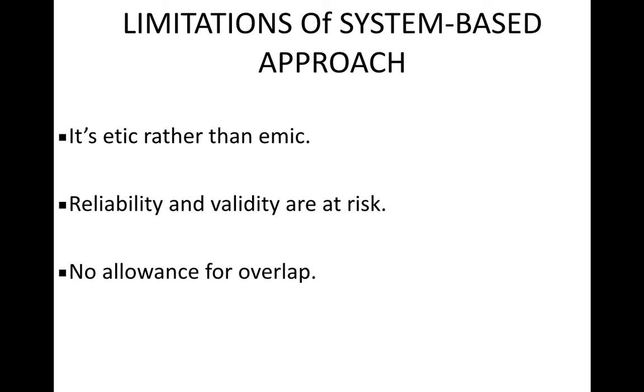The other limitation is that reliability and validity are at risk. Why? Because if the same classroom interaction is observed by another person, they may come up with other results. That's why they say that reliability is at risk. There is no allowance for overlap. This system-based approach believes that classroom interaction progresses in a sequential manner. For example, the teacher talks and then students talk, then students and teacher, but sometimes there may be an overlap. They are going to talk at the same time.